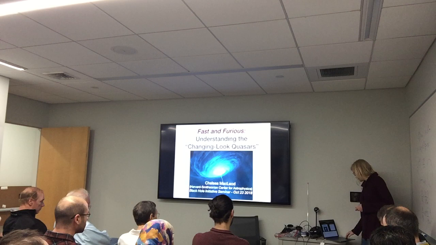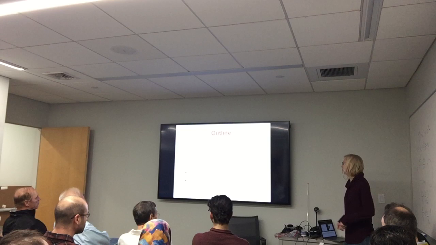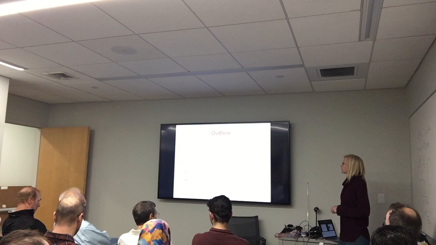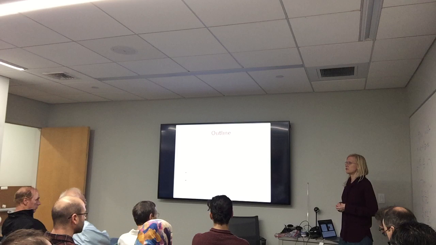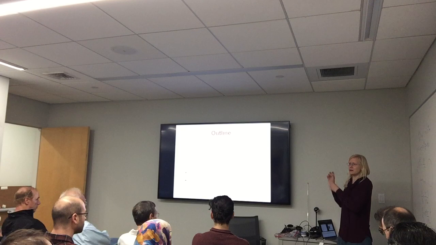So what I'll do is first explain what they are and the observations that we've done of changing look quasars, and explain the different spectral types that you expect for quasars and AGN. And for the purposes of this talk, quasars are the same physical beasts as AGN, just at higher redshift, so they appear as point sources.